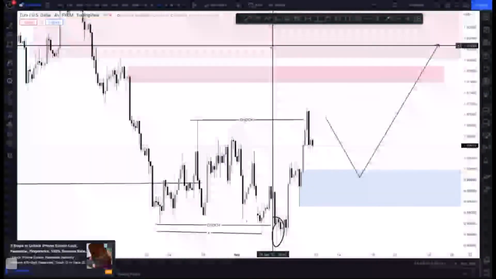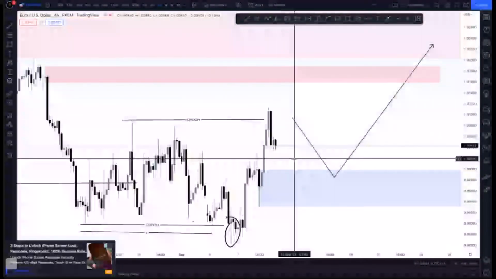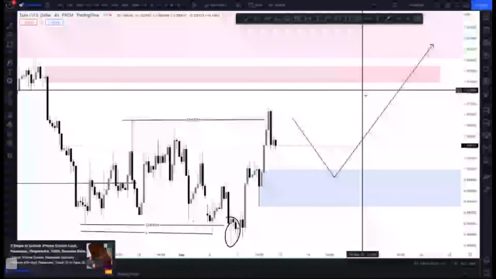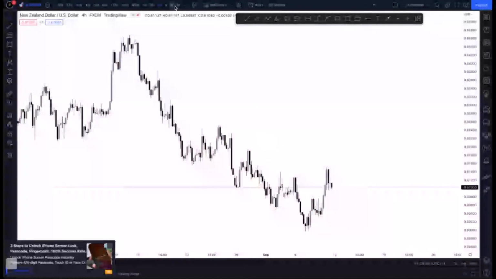We also have this beautifully created supply zone at this level and also at this level. So our expectation on this pair is to give a strong push to the downside, retracing back into the demand zone created there and then push to the upside. Next pair we are having is the NZDUSD.